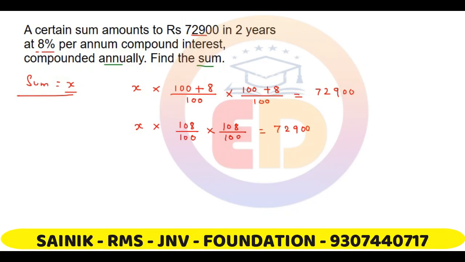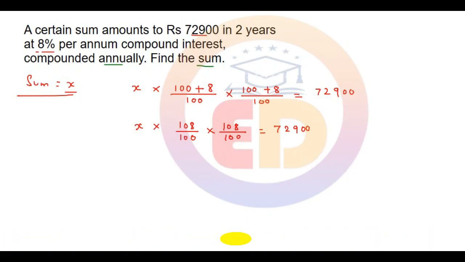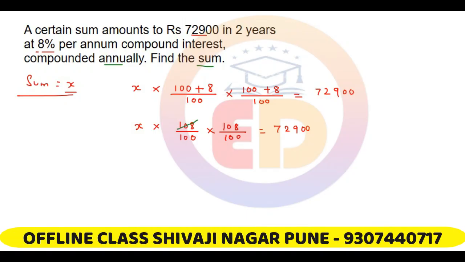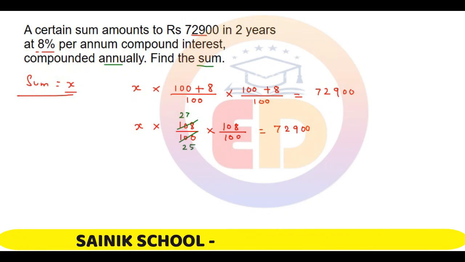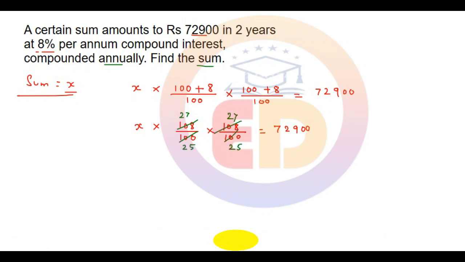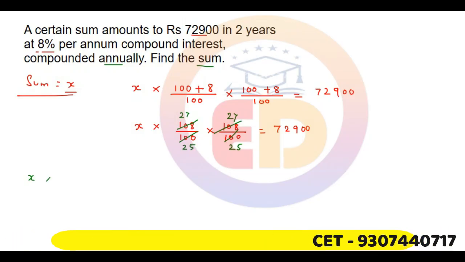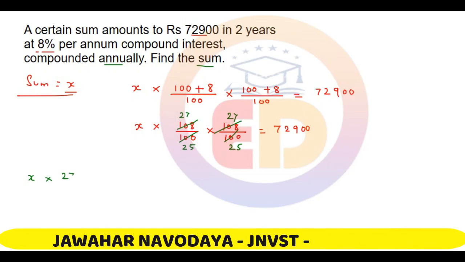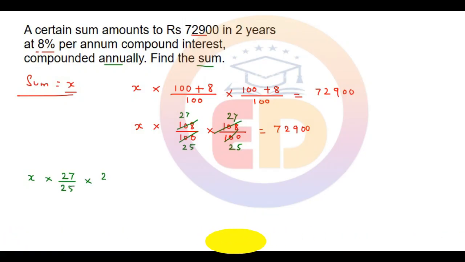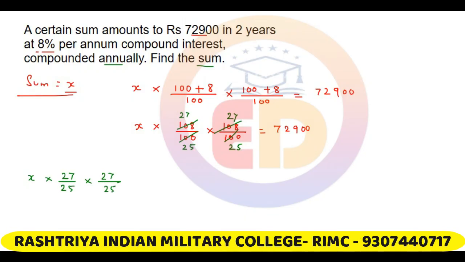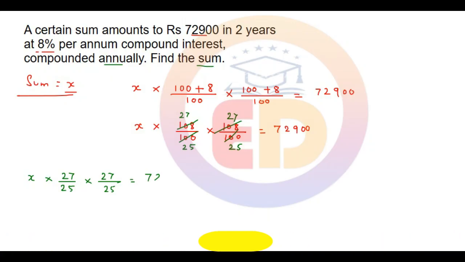Let us simplify 108 upon 100 by 4. It is 27, it is 25. Again 27, this is 25. Now what we will do is, we will take these two terms, 27 upon 25, from left hand side to the right hand side. This is 27 upon 25 multiplied by 27 upon 25 equals to 72,900.